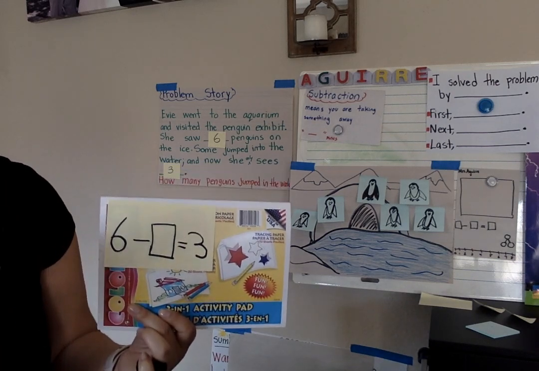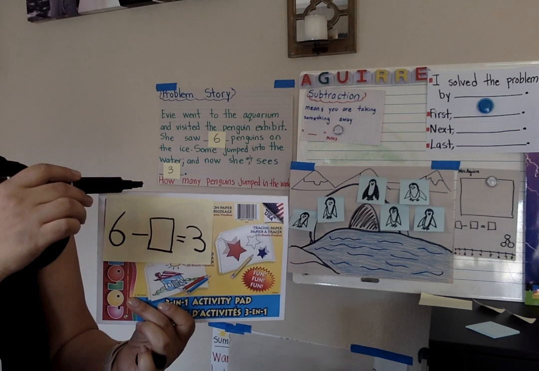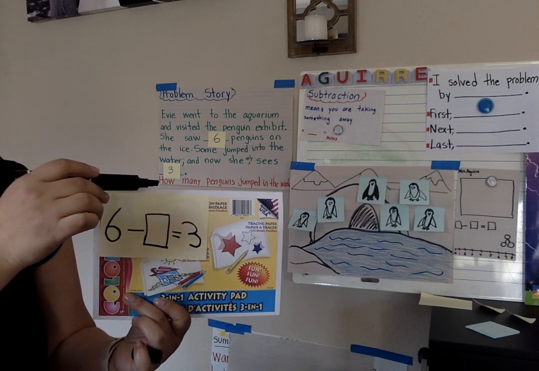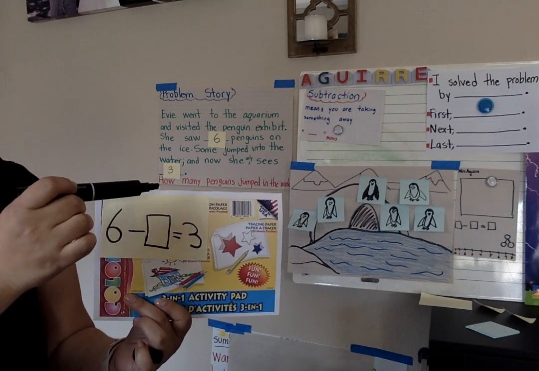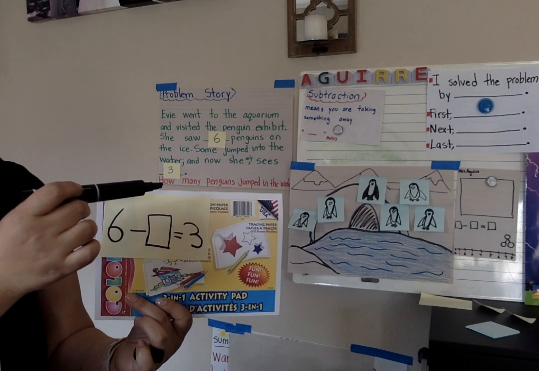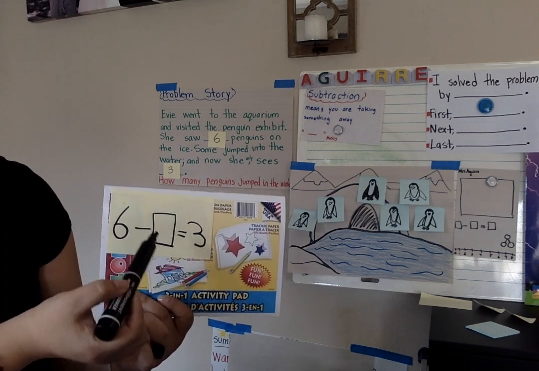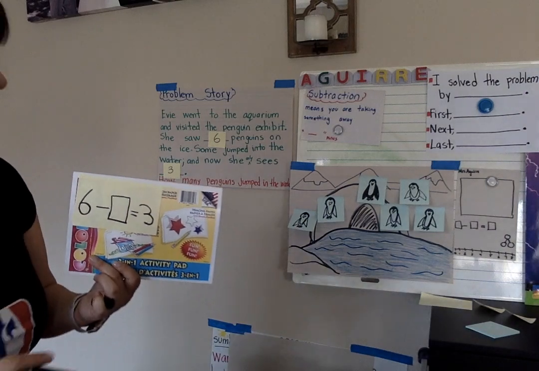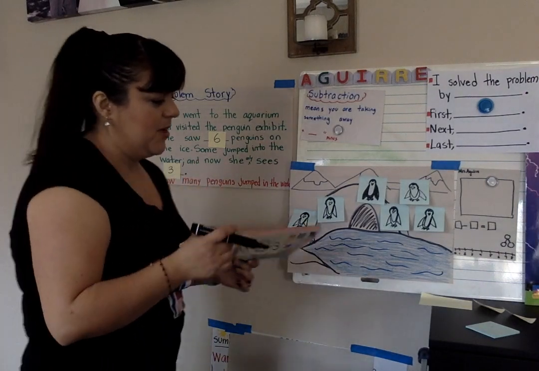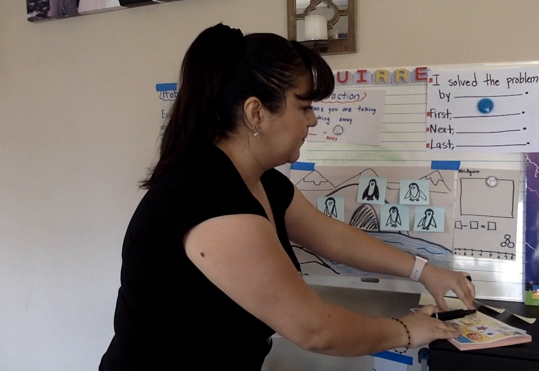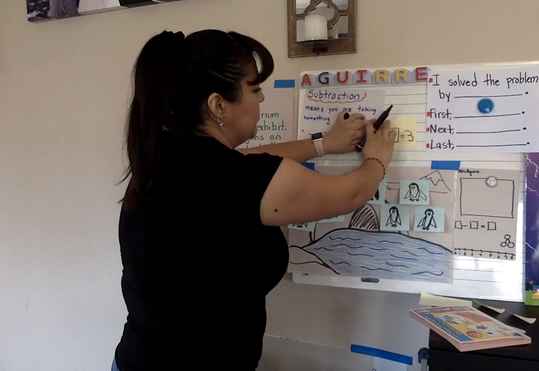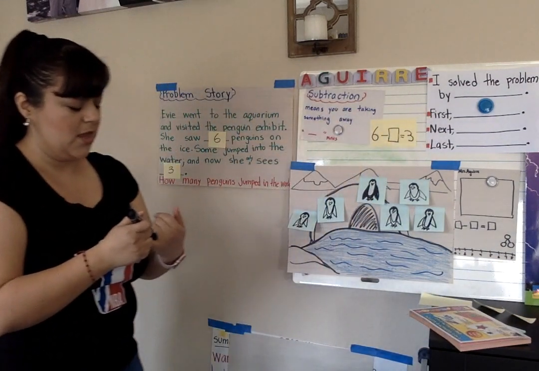So, question is, how many penguins jumped into the water? La pregunta dice, ¿cuántos pingüinos se fueron al agua? So we're solving for this missing numeral. We need to find out how many penguins jumped. Okay, so we'll leave this here so we don't forget.